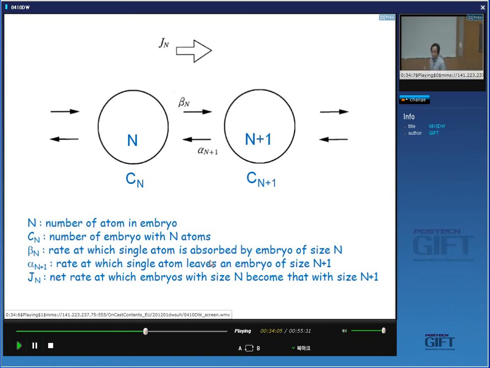So we define the frequency factors. Here, beta n is the rate at which a single atom is absorbed by an embryo of size n. It is equivalent to this cluster becoming this n plus 1 cluster. And alpha n plus 1 is defined as the rate at which a single atom leaves an embryo of size n plus 1. So that is equivalent to the chance for this cluster to become an n cluster. Okay?